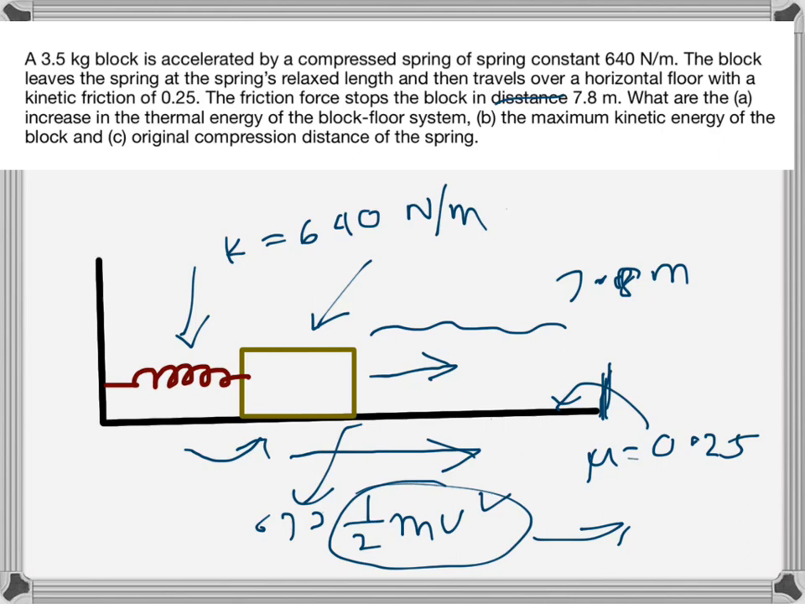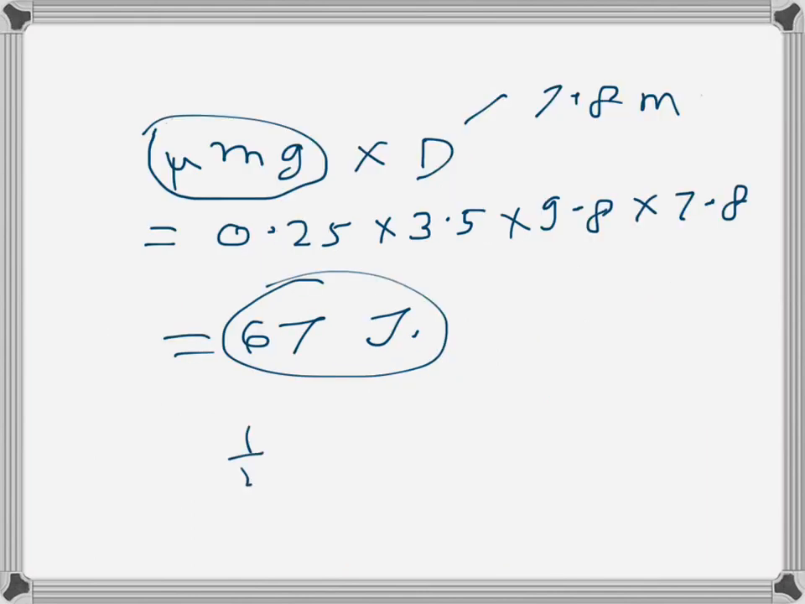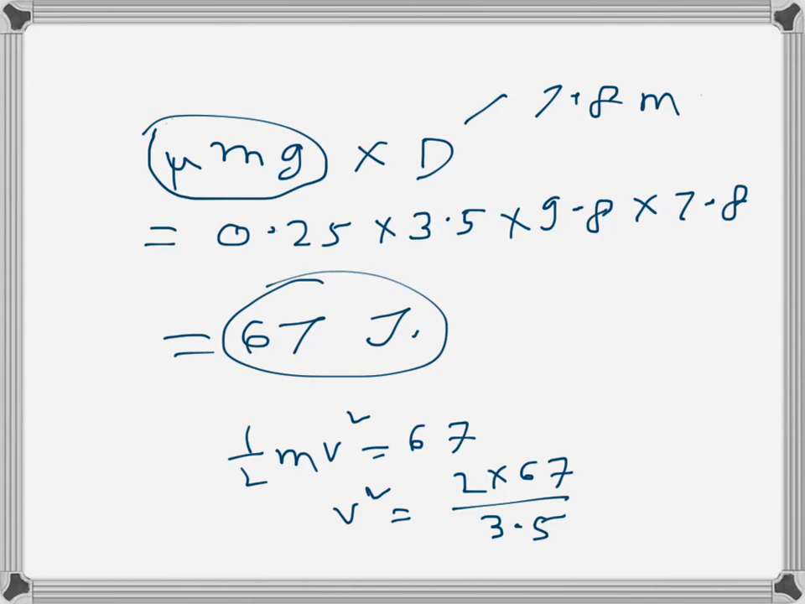But if we were asked for its maximum velocity, at this starting point it will have the velocity corresponding to half m v squared equal to 67. So v squared would be 2 times 67 divided by 3.5, and v would be the square root of that. That would be the maximum velocity with which it starts traveling down the floor with friction.